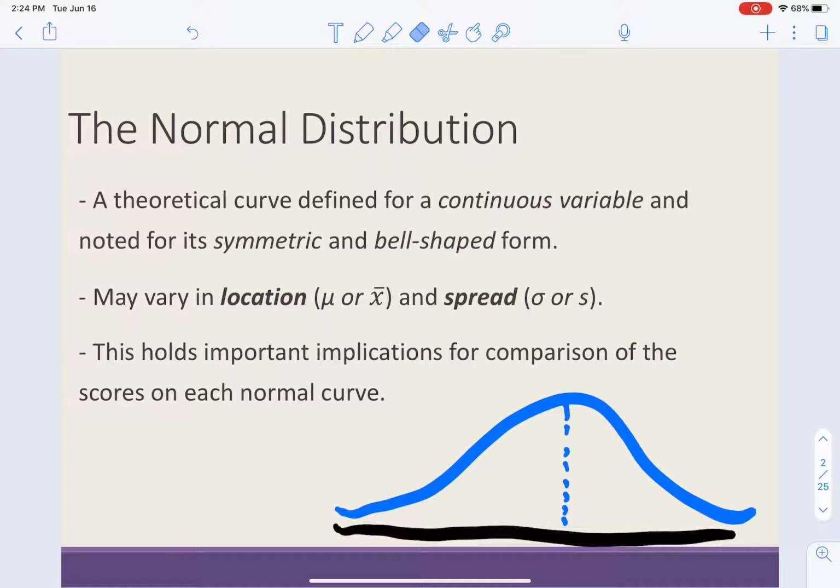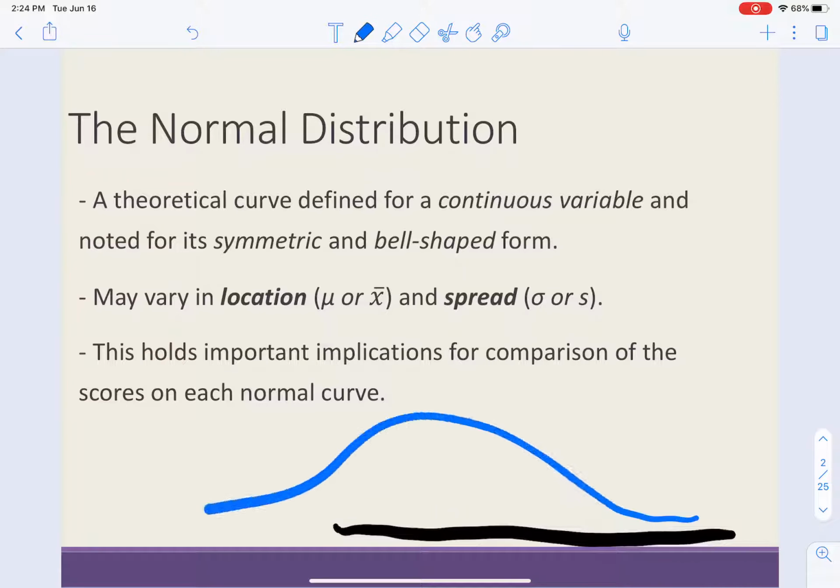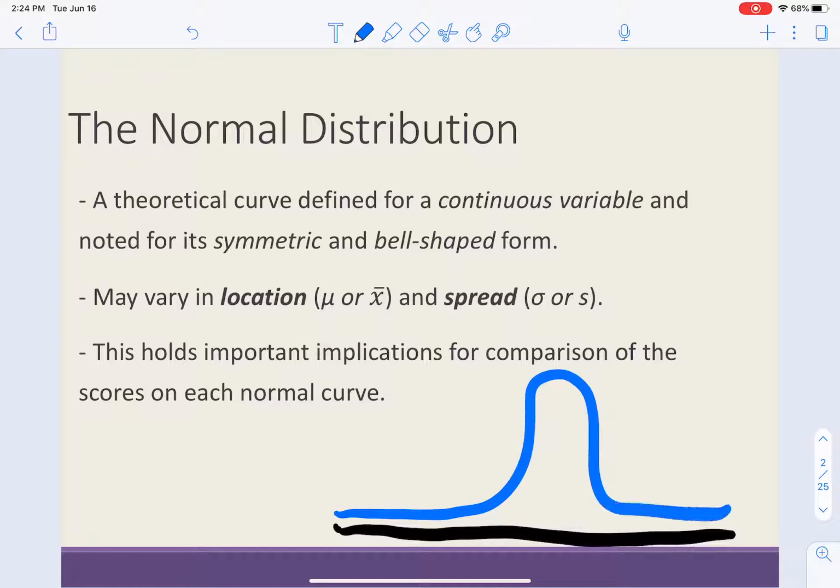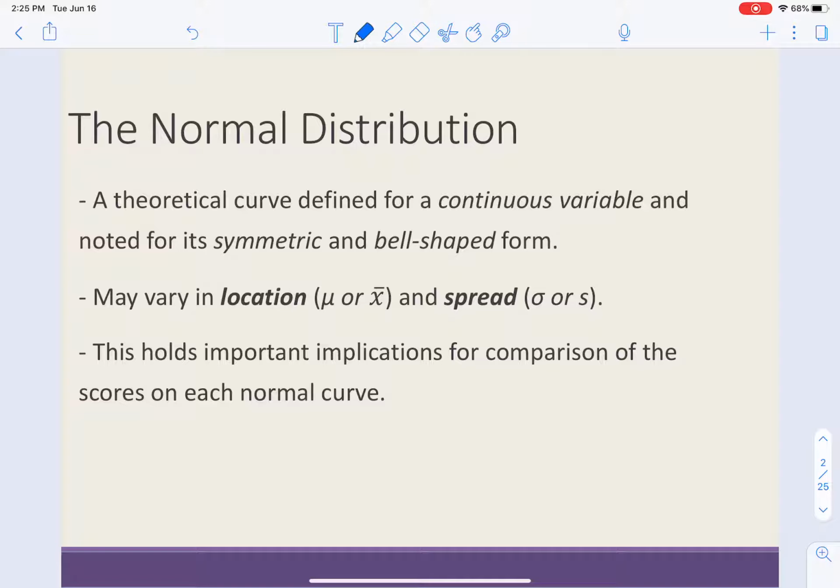A bit more about the normal distribution is that it can vary in location. So maybe instead of being here in the middle, it can be over here. It's the same shape, just the overall location of it has changed. And it can also vary in spread, where a normal distribution with a lot of spread would look like this, whereas a normal distribution with less spread would look a bit narrower, like this. I'm not an artist, but you kind of get the idea, that we can have these two different things that change its spread and location.